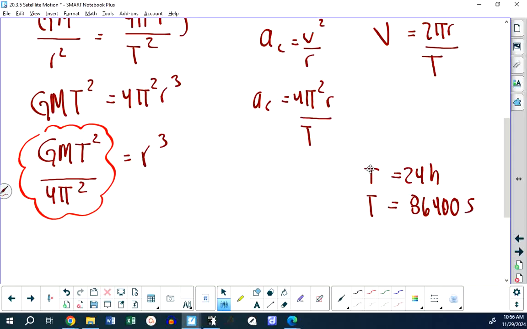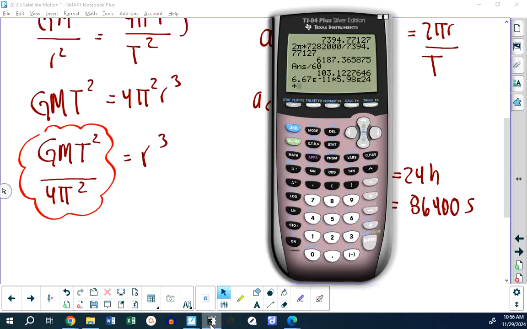Very closely connected to Sam's question when he asked, do we have to convert to a certain unit after we get an answer? And I said, no, but we have to use standard units when we do the calculations. So we have to use seconds here, because everything else is in standard units. So I've entered capital G times the mass of the Earth times the 86,400 squared.